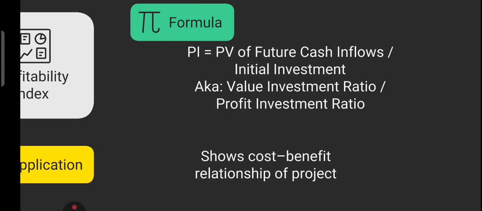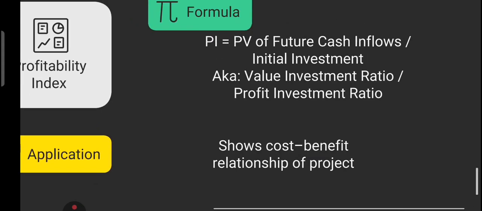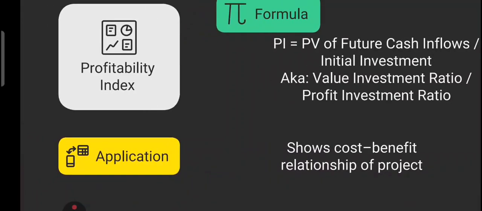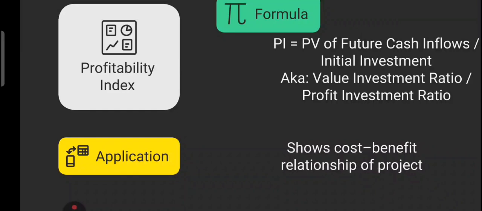It is also known as value investment ratio or profit investment ratio. So both are names of this profitability ratio. What you do is, you have the future cash inflow, you find its present value, you write it in the numerator divided by the initial investment, and that is what you will get: PI, the profitability index. Now the profitability index concept is clear, I think.